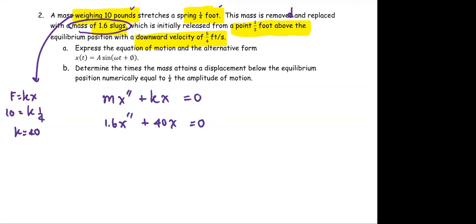What else do we know? The initial position, x at 0. Above means the opposite way, right? Above is going to be a negative sign, equals negative 1/3. And then x prime, the initial velocity, is downwards, the opposite sign again, so it is a plus sign. So x prime at 0 is 5/4. All right, questions? Now we have the equation set up.